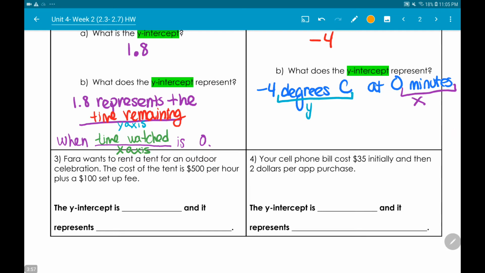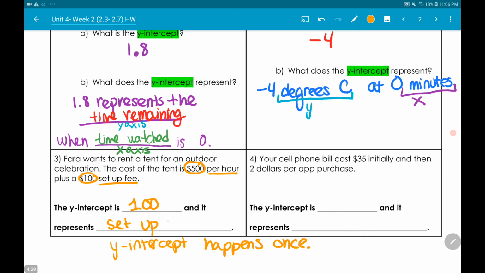Alright, from a word problem. Para wants to rent a tent for an outdoor celebration. The cost of the tent is $500 per hour plus a fee of $100. So which one of those is the y-intercept? Remember, the y-intercept happens once. Slope reoccurs. So which one of these is our y-intercept? It is 100, and it represents the setup fee.